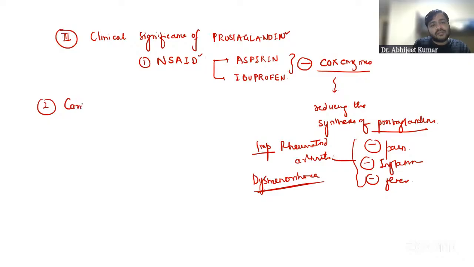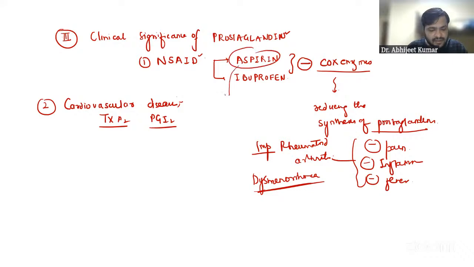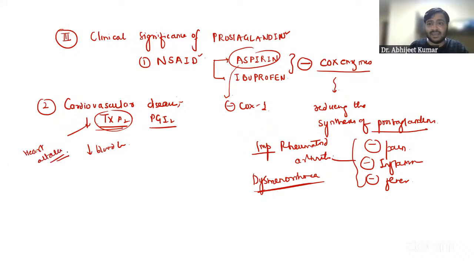Another is cardiovascular disease, right? Basically, thromboxane A2 and PGI2, that is prostacyclin. If we talk about aspirin, it irreversibly inhibits the COX-1 enzyme. So automatically it will reduce the production of thromboxane A2, and obviously the blood clot formation will be decreased, which is useful in conditions such as heart attacks and even strokes, right?